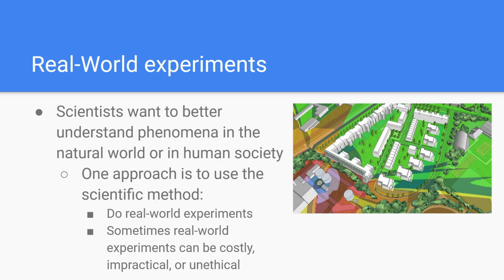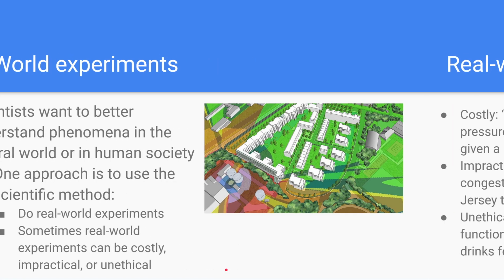There are certain situations, though, where setting up an experiment can be really costly, maybe it's just very impractical, or it might even be unethical. And so simulation is a way for scientists to simulate a phenomenon that's happening in the real world, try to understand it better without the cost or unethical nature that would come with an experiment. And I have some examples for you.